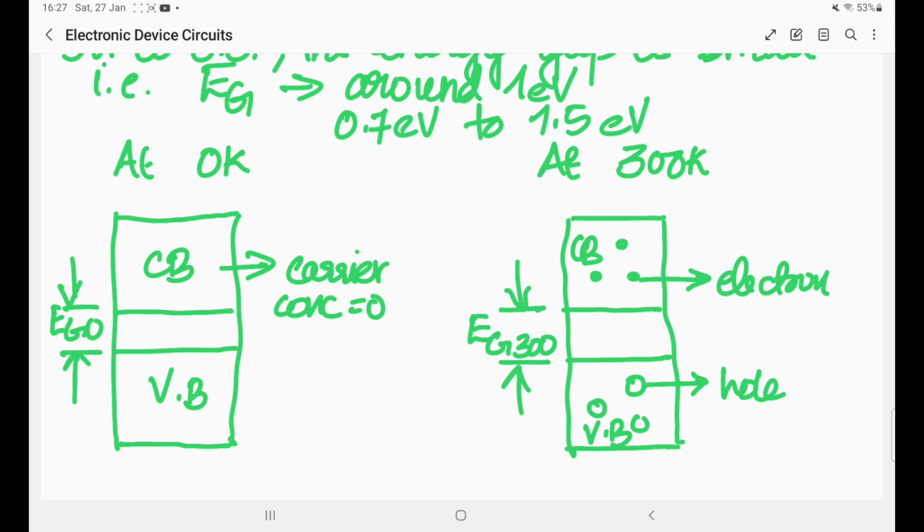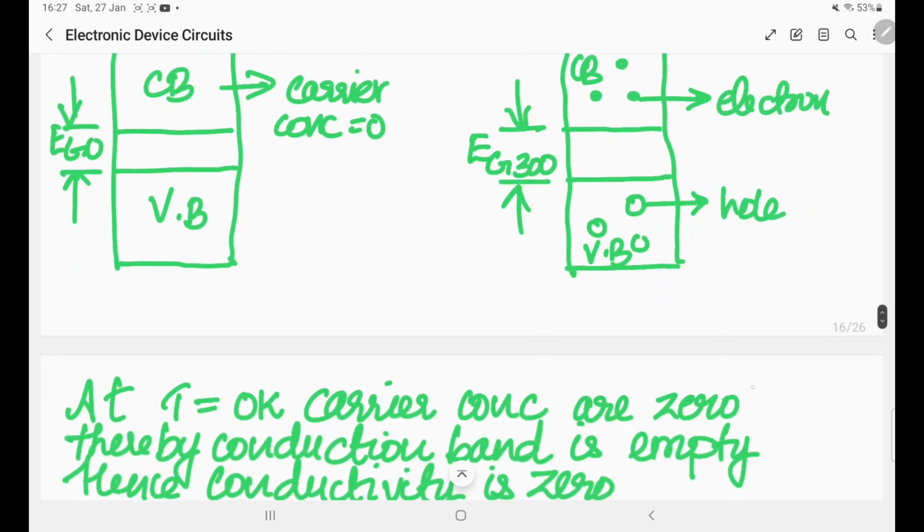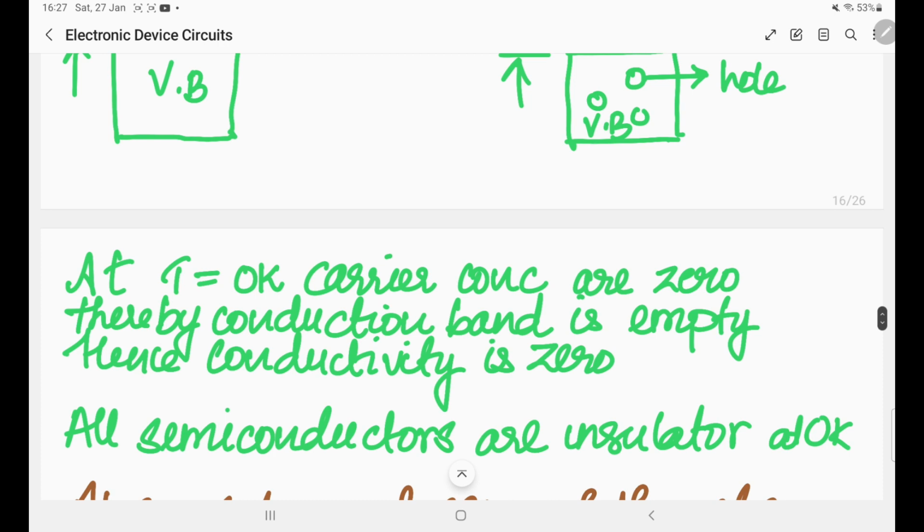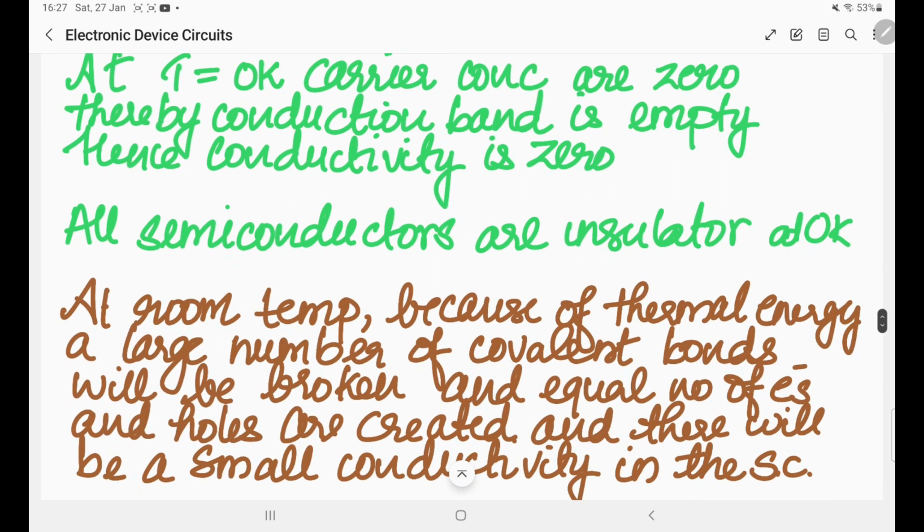At 0 Kelvin, you can see the carrier concentration will be 0, and there is a small energy gap. At 300 Kelvin, you can see electron-hole pairs are formed, that is, electrons are excited from the valence band, creating holes in the valence band and electrons in the conduction band. At temperature equal to 0 Kelvin, carrier concentration is 0, thereby the conduction band is empty, and hence the conductivity of a semiconductor is 0 at 0 Kelvin. All semiconductors act like an insulator at 0 Kelvin.